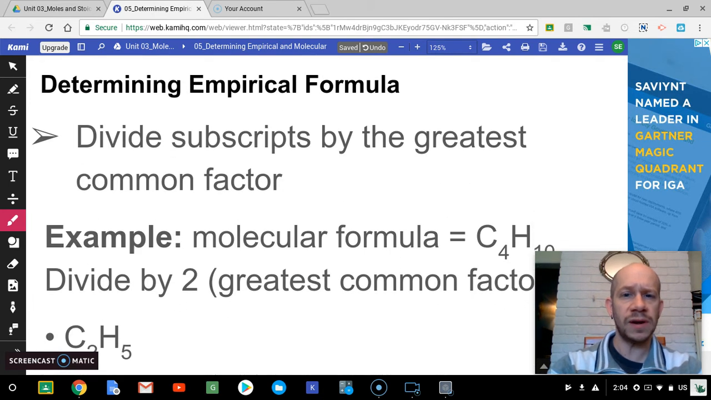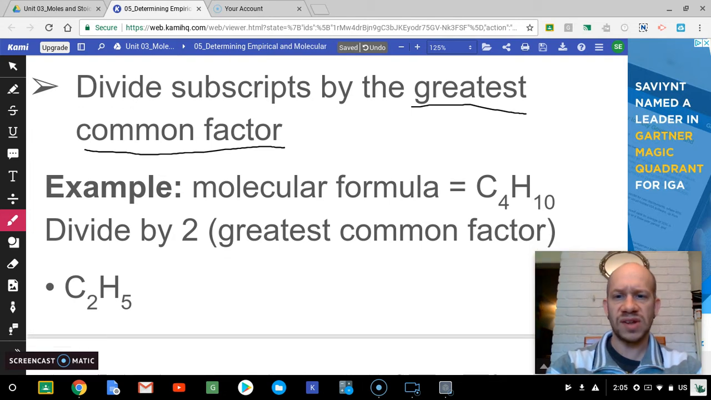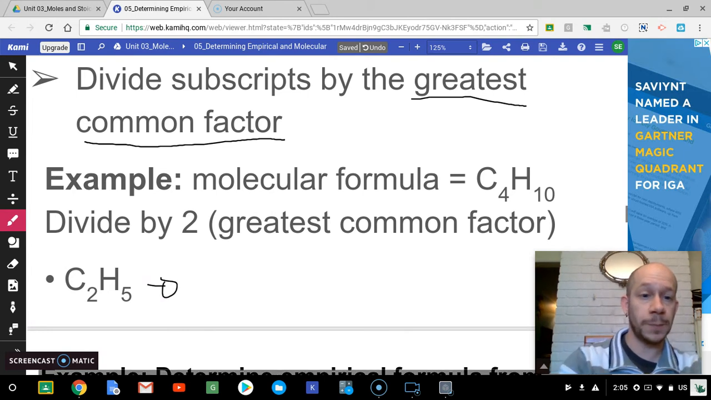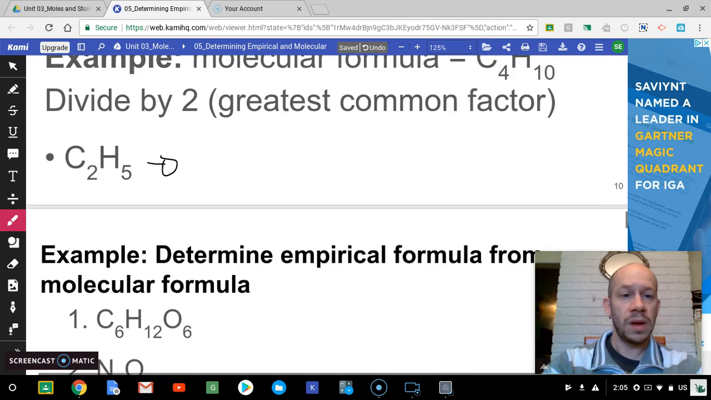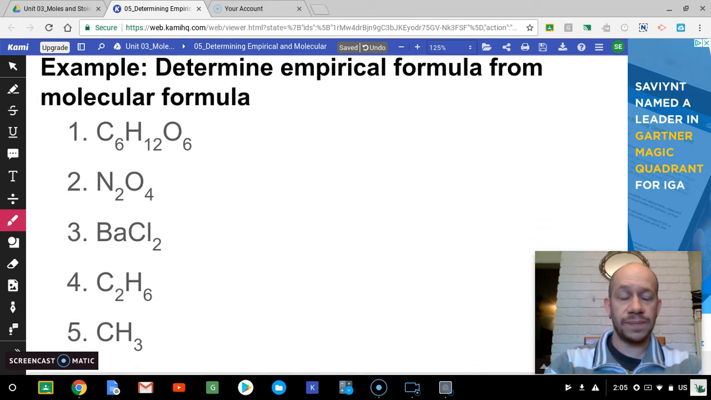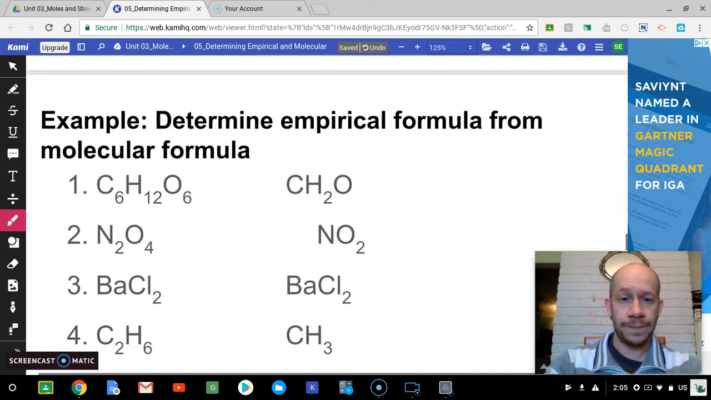So determining the empirical formula, all I need to do is divide the subscripts by the greatest common factor. For example, the molecular formula is C4H10. Divide everything by 2, which is the greatest common factor. So I'll get C2H5 is the empirical formula. Try these examples to see if you understand. Now check your work.